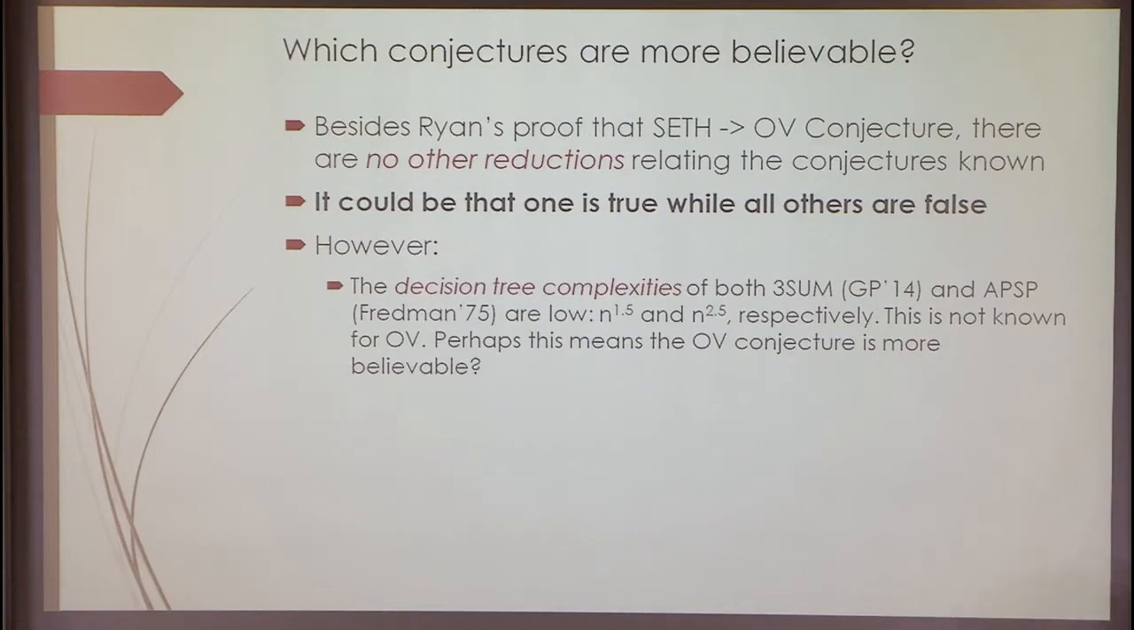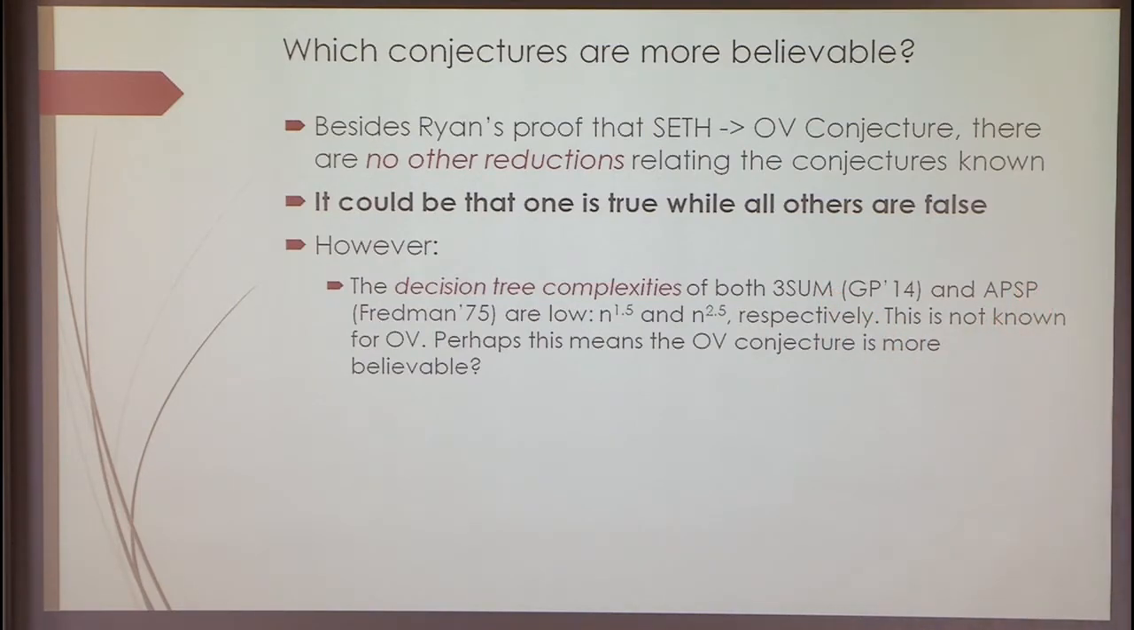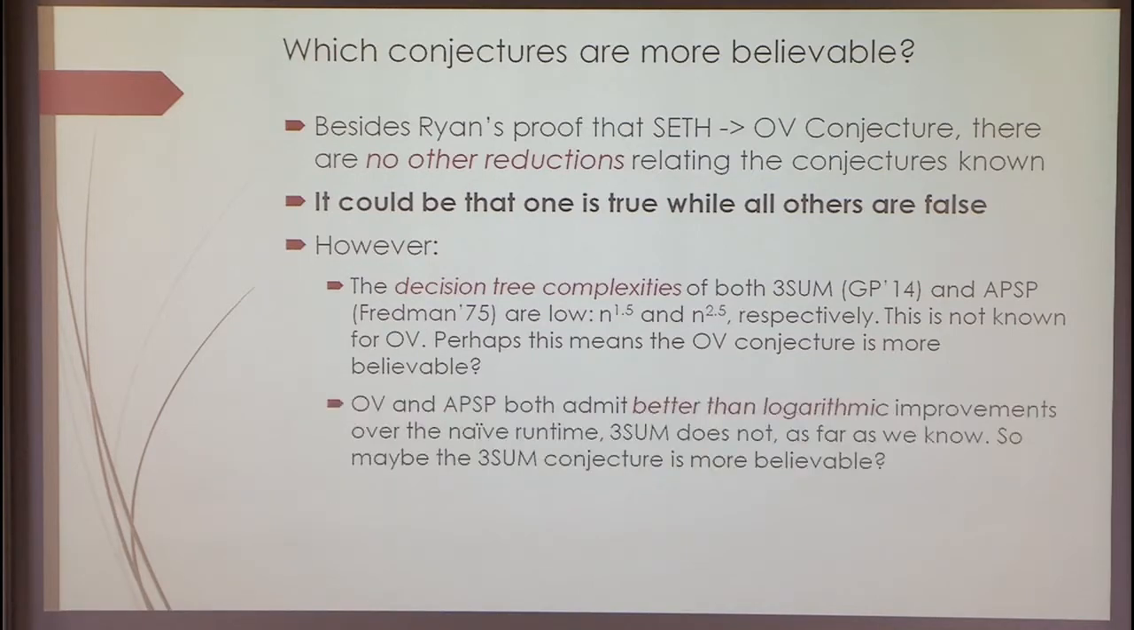You can look at other models of computation. If you look at the decision tree complexities, then actually there are improved algorithms for 3-sum and all pair shortest paths. So they have much lower decision tree complexities than you believe. We don't really know this for orthogonal vectors, so maybe we should think orthogonal vectors is the most believable conjecture. Sort of a vague intuition.